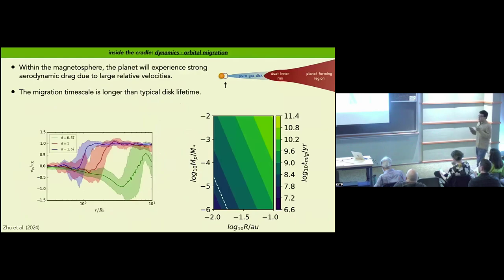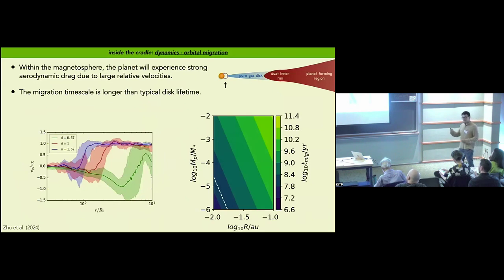Lastly, if you put a planet inside the magnetospheric truncation radius, right? Let's say somehow it happened. Then what you will see is the gas is rotating very slowly with the star, much slower than Keplerian speed, and that's the exact same plot that I showed before. And at that point, the planet experiences a very strong headwind, aerodynamic drag, and it can migrate inward.